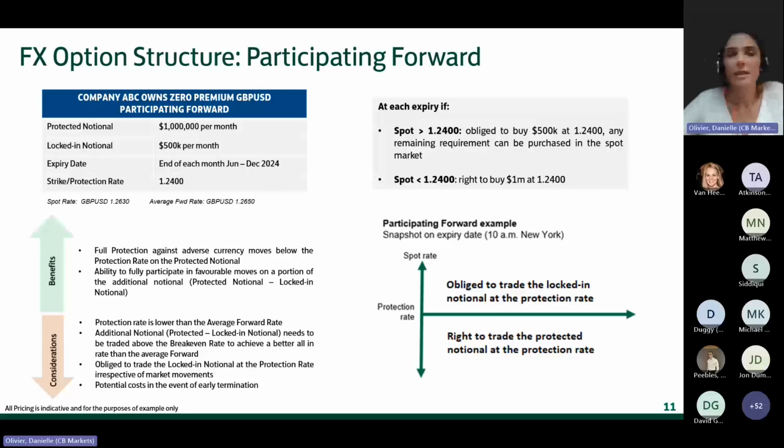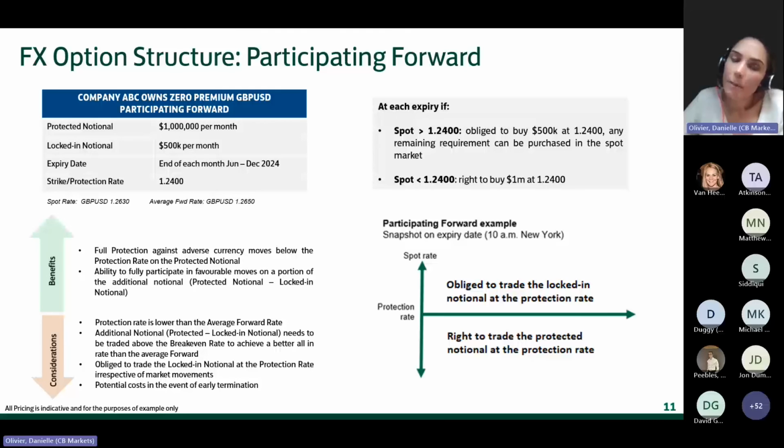Another way to think of this particular structure is that it is essentially a forward contract on half the notional at 1.24 and a full vanilla option on the other half of the notional. So you're obliged on half and you have full protection and full participation on the other half. It's also quite a useful structure when there's some uncertainty about your total notional. You can fully protect a larger notional, but you're only obliged on a smaller portion, which can be useful in some scenarios.